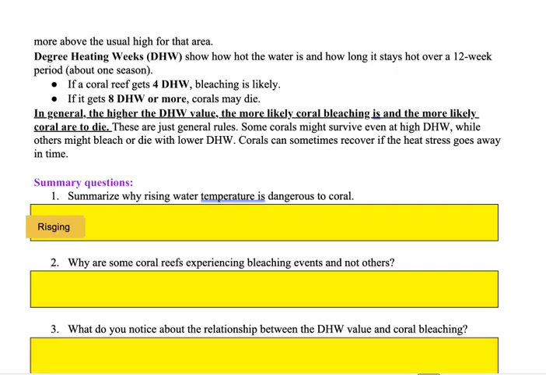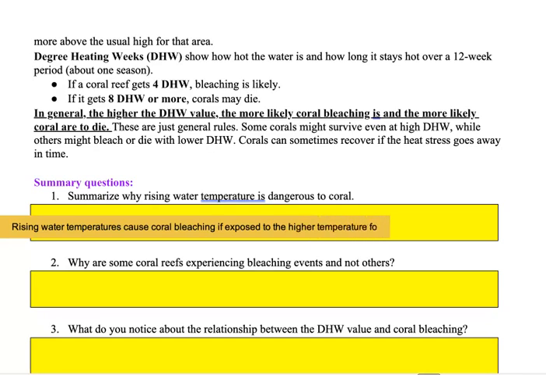Rising water temperatures cause coral bleaching, if exposed to the higher temperature for long periods of time.